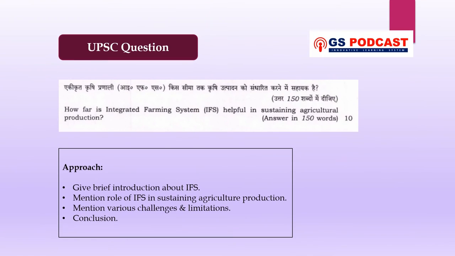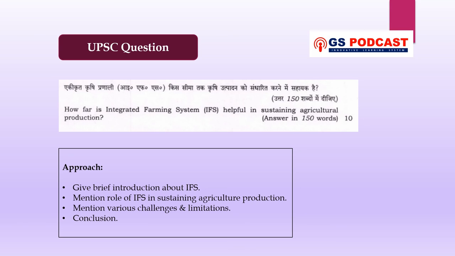Okay, now let's see a question which has been asked in UPSC exam. So the question is, how far is the integrated farming system helpful in sustaining agricultural production? So this is a 10 marker question and you have to write it in 150 words. So let's see how we can approach this question.